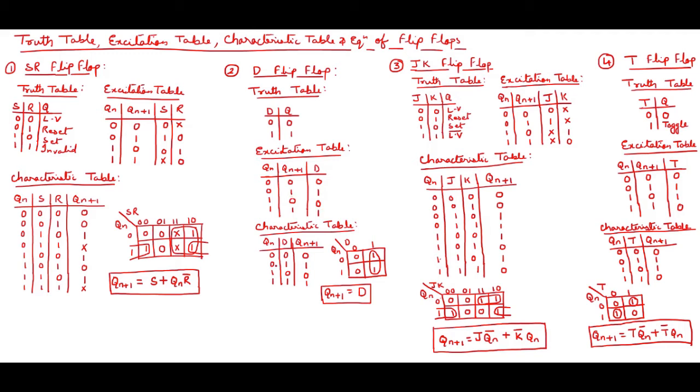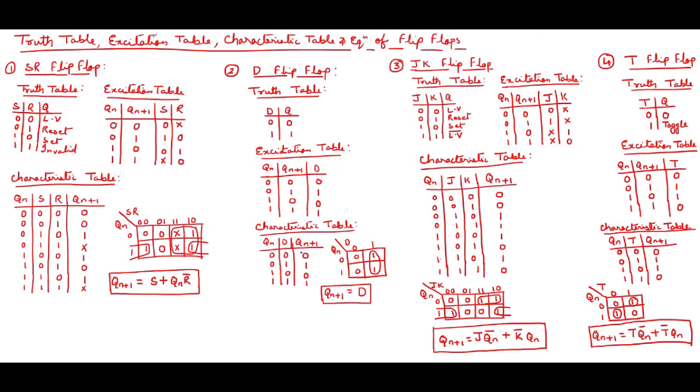Now I'm going for the characteristics table of the D flip flop, where I have taken present, D and the next state. So 0 is the present state, what should I give to D to get 0 in the future? Obviously 0, I give 0, I get 0. 0 is there, if I give 1, I will get 1. 1 is there, if I give 0 from D, I will get 0. 1 is there, if I give 1, I will get 1. So I got this table.